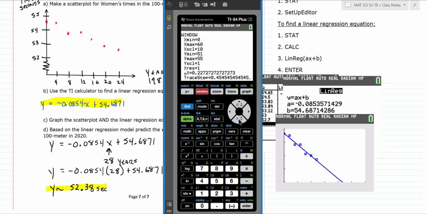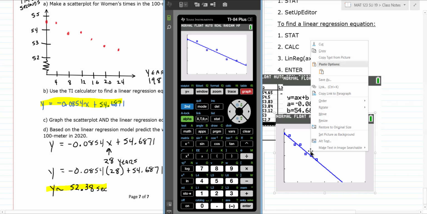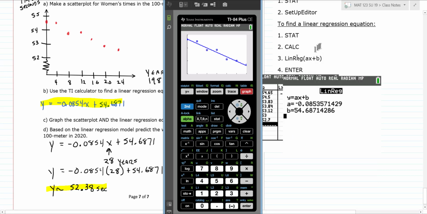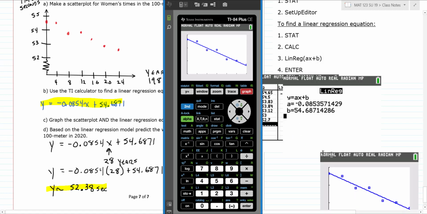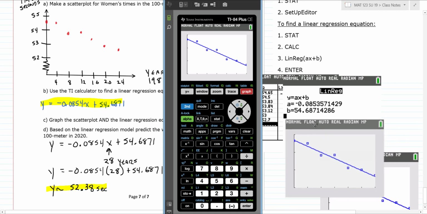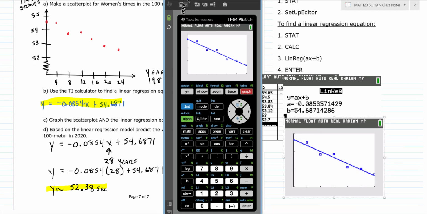So let me go through and do this again. You go 0 to 24, by a scale of 4. This is a better way to do it. And then we can start from 52 and go up to 55, so it's probably a little bit better to do it that way. Mainly, I just want you to see that your linear model looks correct. It should look kind of like that.